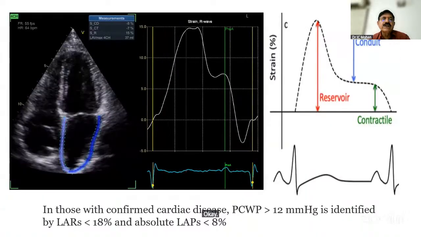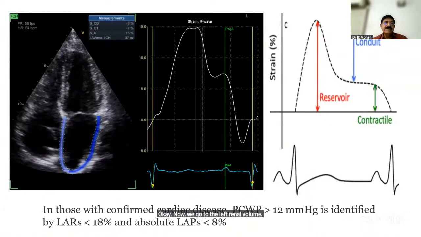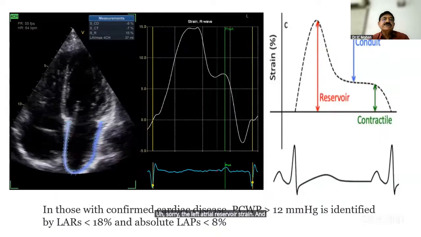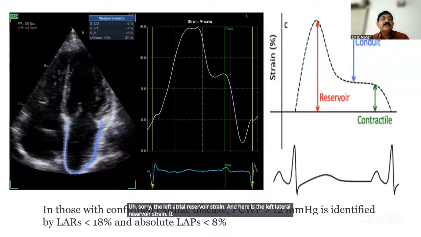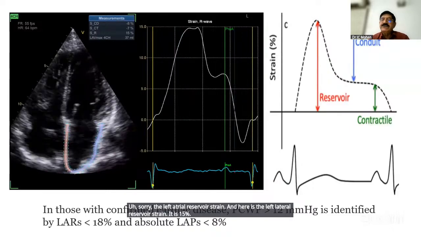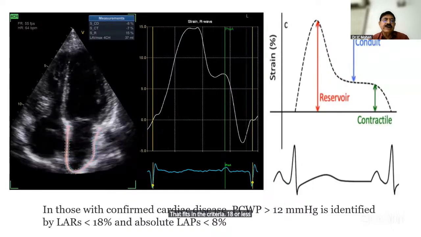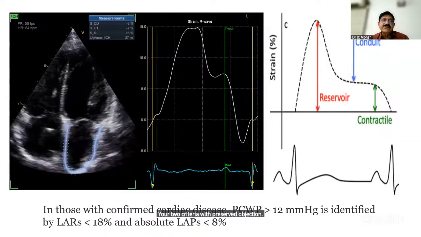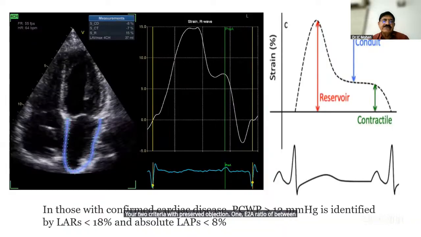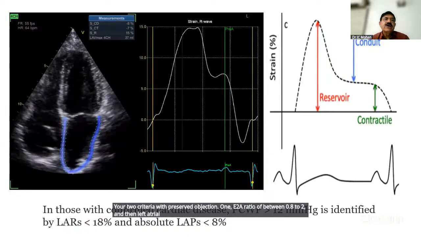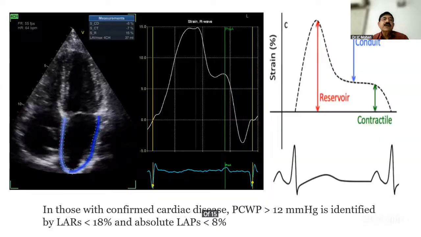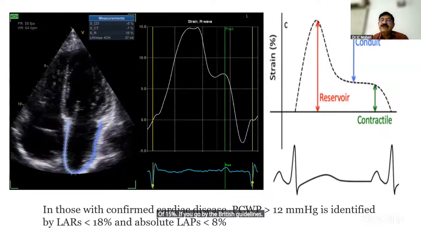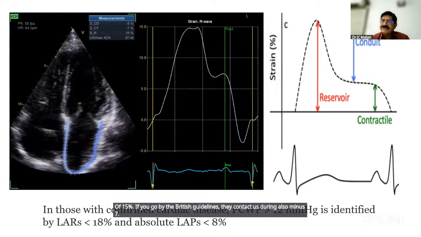Now we go to the left atrial reservoir strain. And here is the left atrial reservoir strain. It is 15%. That fits in the criteria, 18 or less, the ASE criteria. So now you have 2 criteria with preserved ejection: one, E to A ratio of between 0.8 to 2, and then left atrial reservoir strain of 15%. If you go by the British guidelines, the contractile strain is also minus 7. That also fits in.